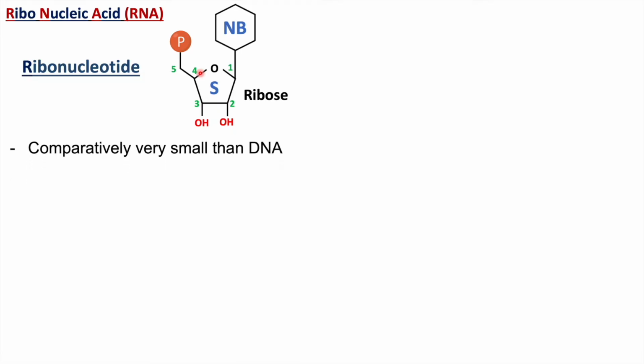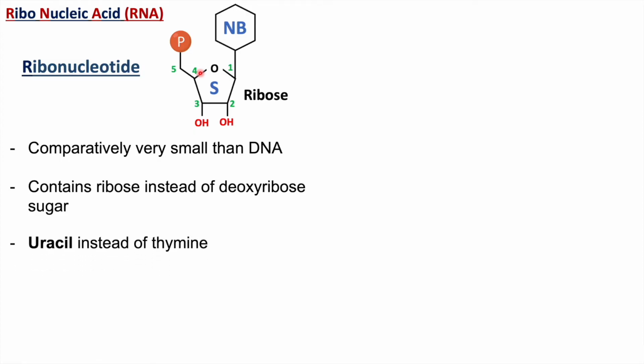So now basically compared to DNA, RNA is very small, whereas DNA is a very large molecule. And as I mentioned, it contains ribose sugar instead of the deoxyribose sugar of DNA. And another major difference is RNA has a pyrimidine nitrogenous base which is uracil instead of thymine, which is the pyrimidine nitrogenous base of DNA.